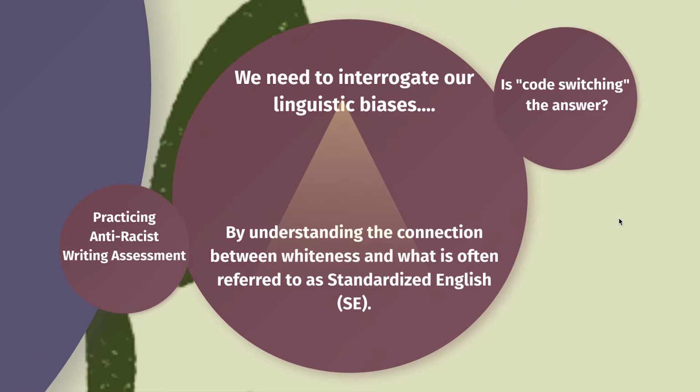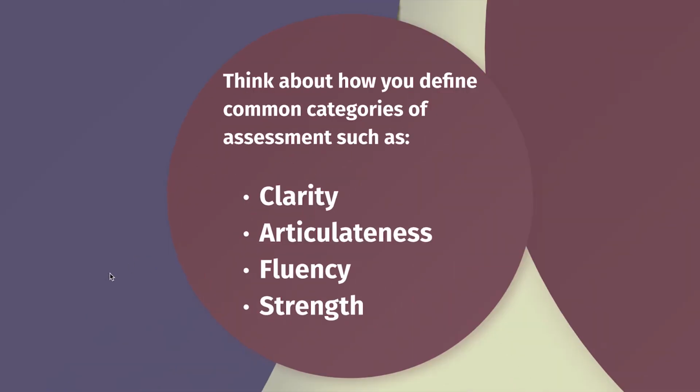Well, more often than not, students who write in dialects other than standardized English are penalized for using incorrect grammar, and these students are disproportionately students of color. So, part of developing an anti-racist pedagogy is to really rethink our categories of assessment. These include clarity, articulateness, fluency, strength. For more on this, we recommend you check out composition rhetoric scholar Asao Inoue's Anti-Racist Writing Assessment Ecologies.